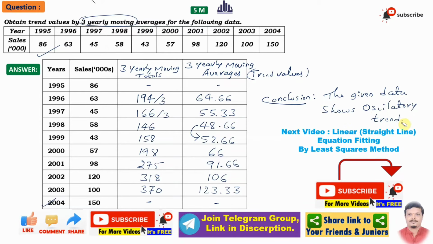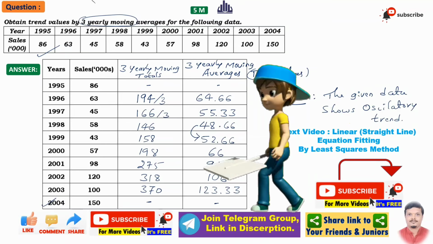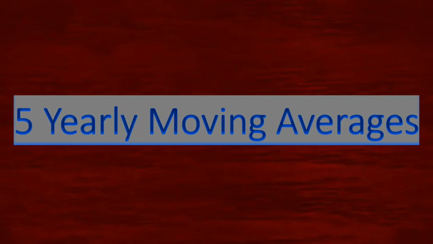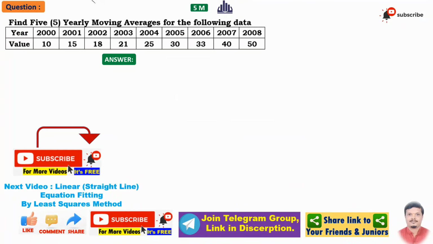So this is what is the answer expected to be calculated, 3 yearly moving averages. Next we shall go for 5 yearly moving averages, quite similar to 3 yearly moving averages. Therein we had taken 3 yearly totals. Here we have to take 5 yearly totals. That's all.